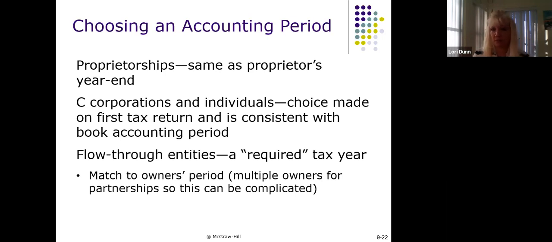So we just want to bring this awareness to you. We're working with proprietors, so that's all we're worried about right now. But we do want you to know about those other types of entities and how it could get complicated with partnerships and S corporations.